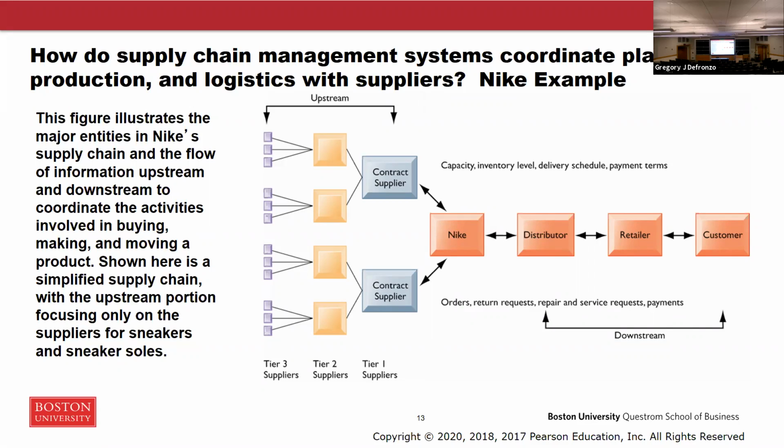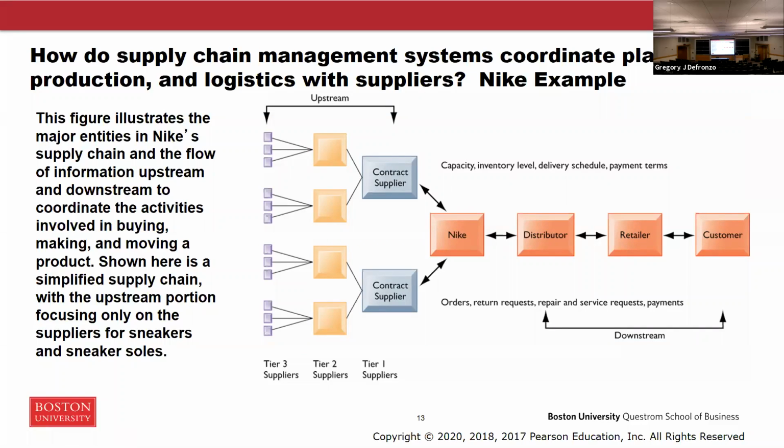And so all of that is upstream, right? It's getting the raw goods and materials in order for Nike to produce the sneaker that I love and get it to online resources, physical stores, etc. Right? So that's the downstream component.